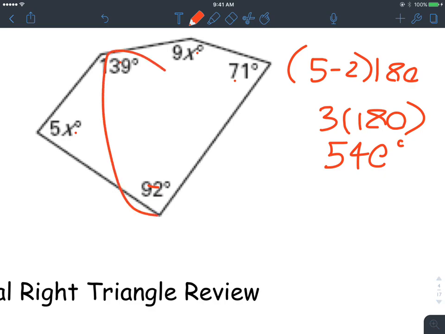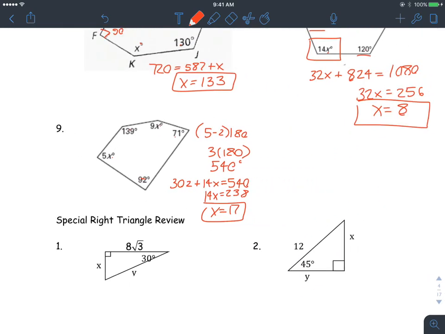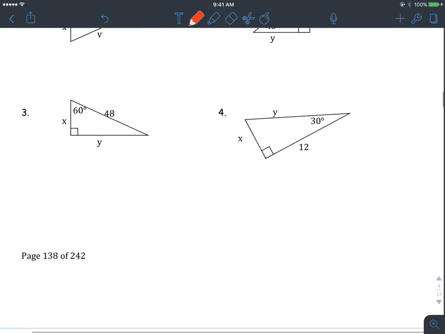So I'll add up all the constant stuff right there. So 139 plus 71 plus 92 is 302. And then plus, what was that, 14x, and equals 540. So then we'll subtract and then divide. 14x equals 238. And then divide that by 14. Hopefully that comes out nice. It does. X equals 17. And there you go.